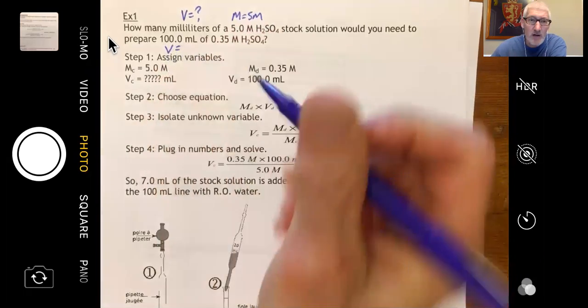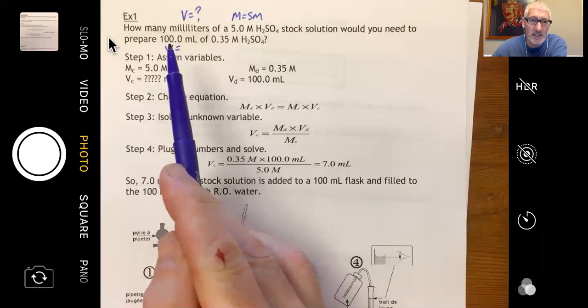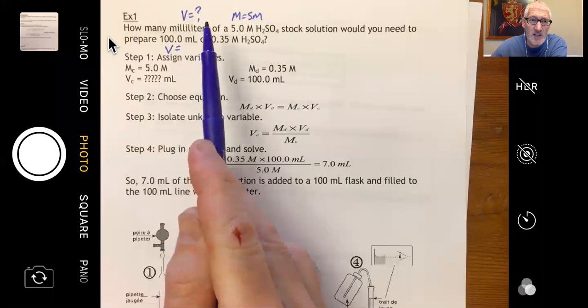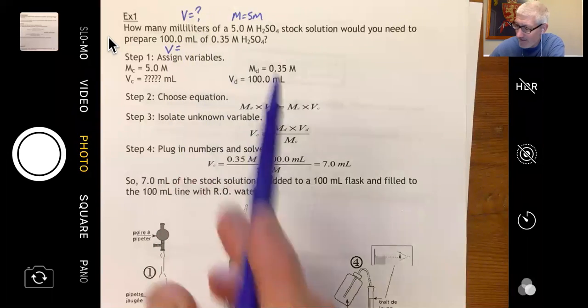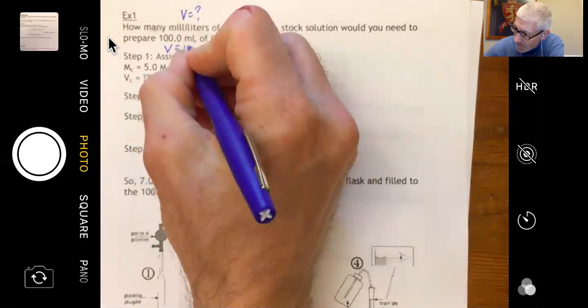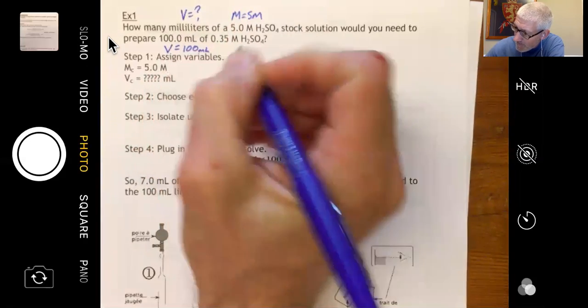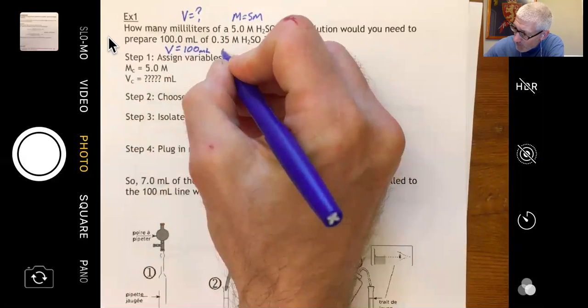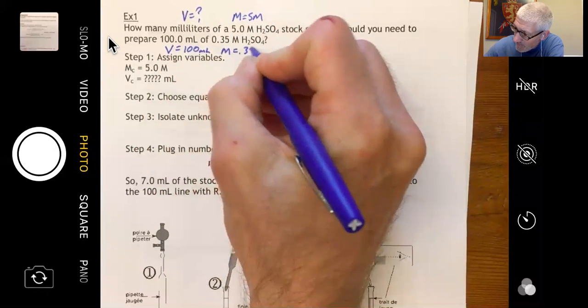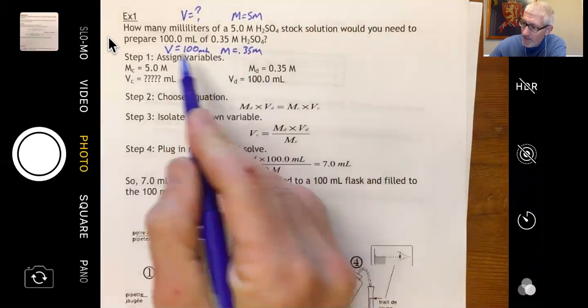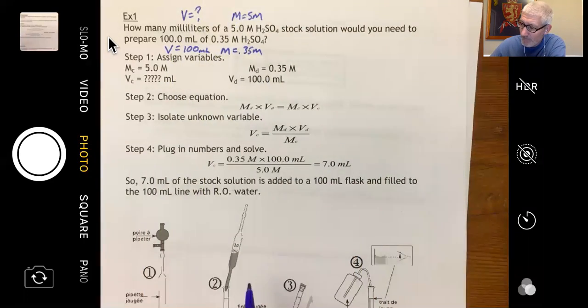Now, I just want to be careful here. If this is in milliliters, then this answer is going to be in milliliters. And that's okay, I can totally leave it like that. I'll leave this as milliliters, and then this is the molarity associated with that volume. So I have a molarity and a volume, a molarity and a volume.